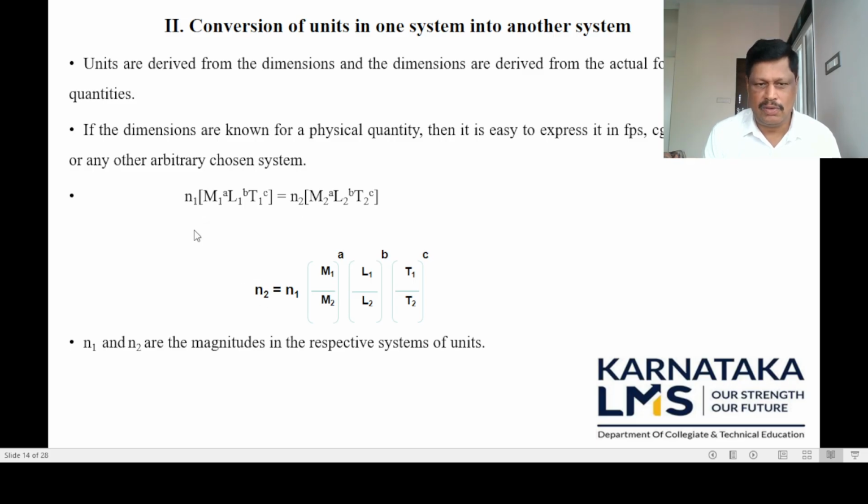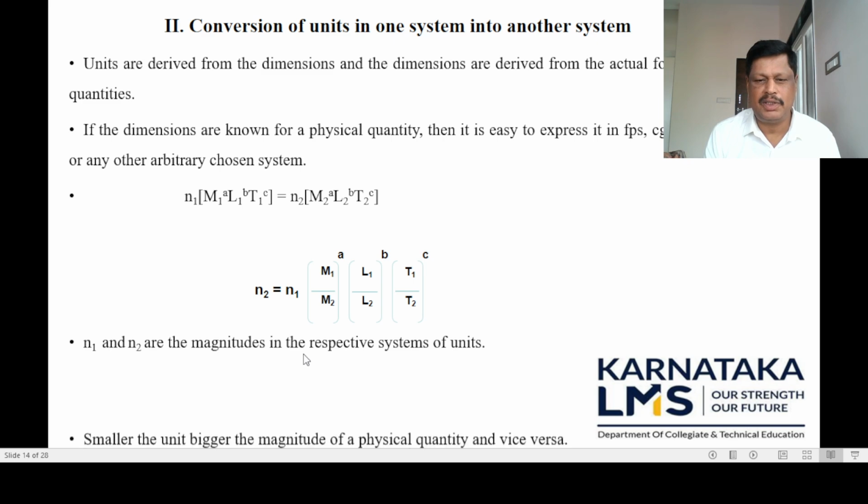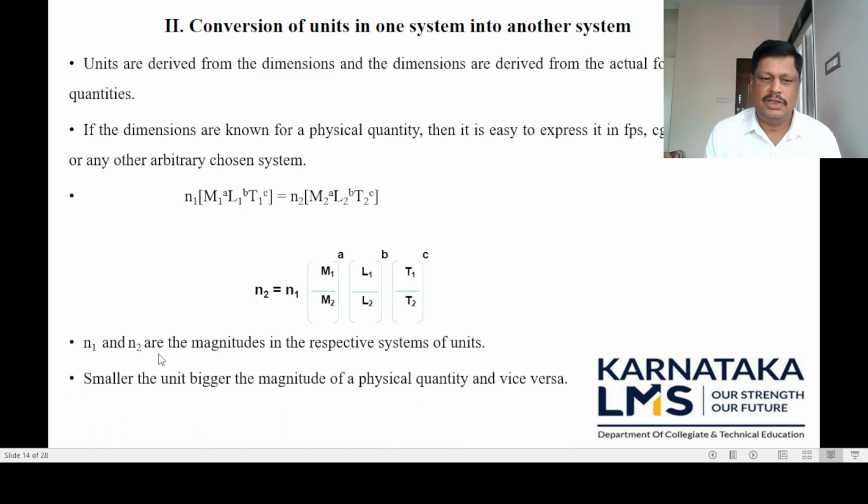So N2 is equal to N1 into (M1 by M2) raised to the power A, (L1 upon L2) raised to the power B, (T1 upon T2) raised to the power C. We already know that N1 and N2 are the magnitudes in the respective systems of units. So smaller the unit, bigger the magnitude of a physical quantity and vice versa. Using this relation, we can obtain the relation between the two systems of units.